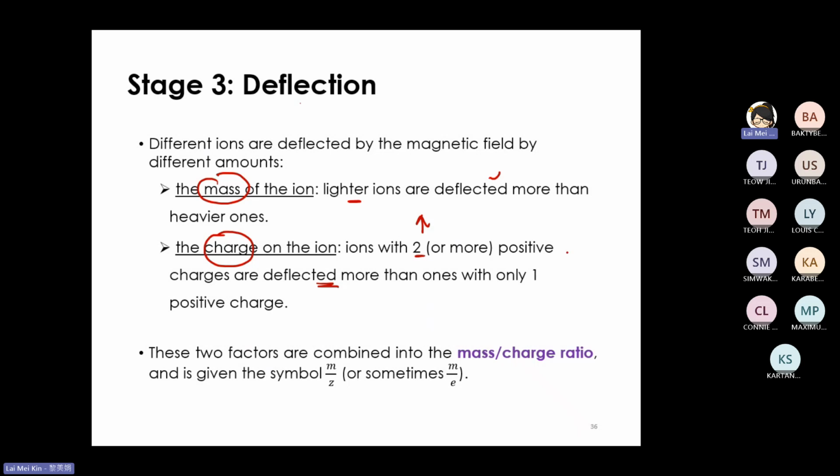As we saw just now, 23 divided by 2. 23 divided by 3, even lighter. The higher the charge, the more they are deflected. So when I combine these two factors together, I call it the mass over charge ratio.